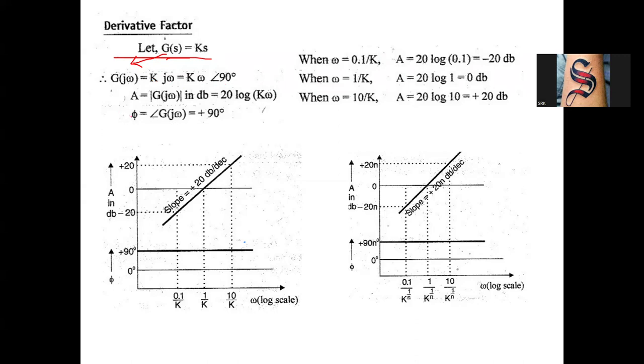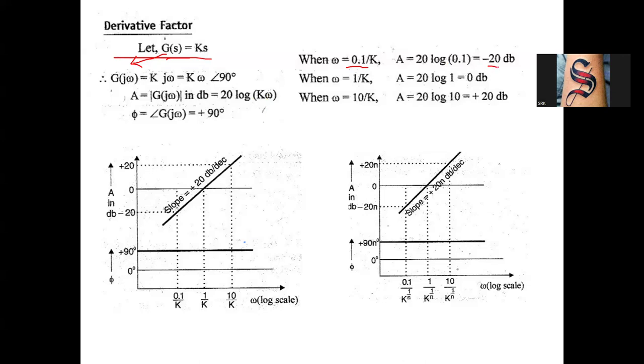So the magnitude and phase: the magnitude A is equivalent to 20 log of k omega, and the phase angle is plus 90 degrees. Let's apply some values of frequency omega. For example, if omega is equivalent to 0.1 by k, 0.1 divided by k, what will you get? K into 0.1 by k, so k gets cancelled. What is the remaining term? 20 log 0.1. What is the value of 20 log 0.1?